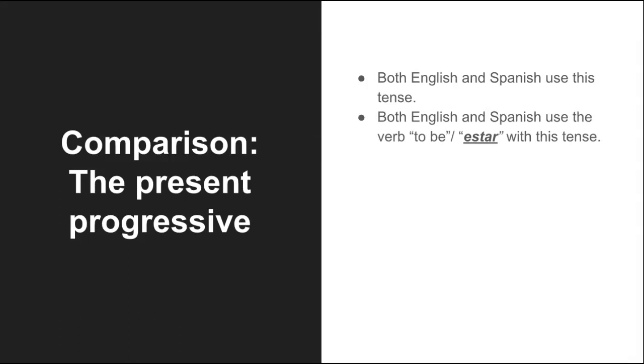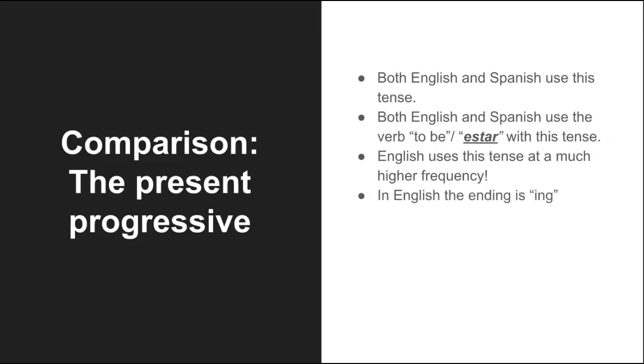Comparison, the present progressive. Both English and Spanish use this tense. Both English and Spanish use the verb to be, estar, with this tense. English uses this tense at a much higher frequency. We use this to talk about things that we are going to do in the future, like tomorrow I'm studying for an exam. That's not what I'm doing right now. That's what I'm going to do. The English ending of the participles are ing, and the Spanish endings are ando and yendo.